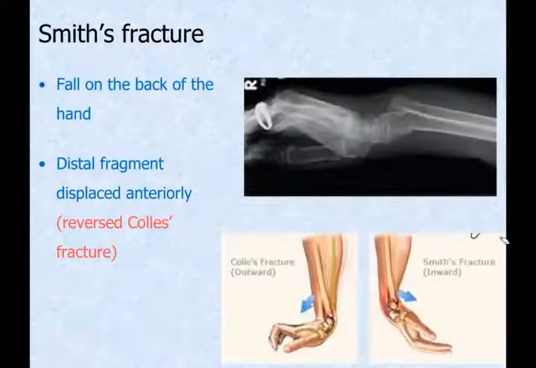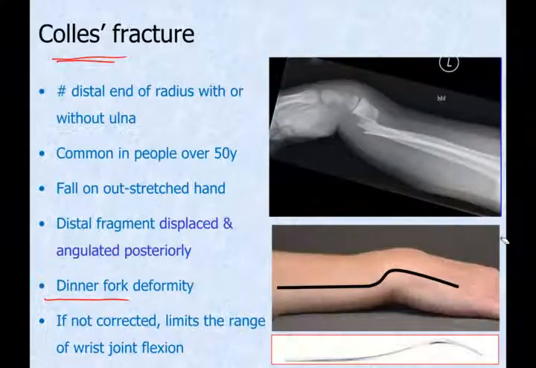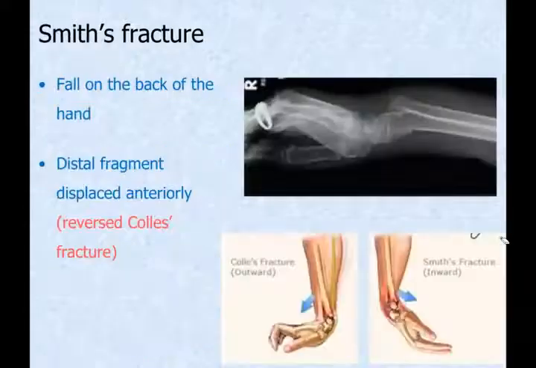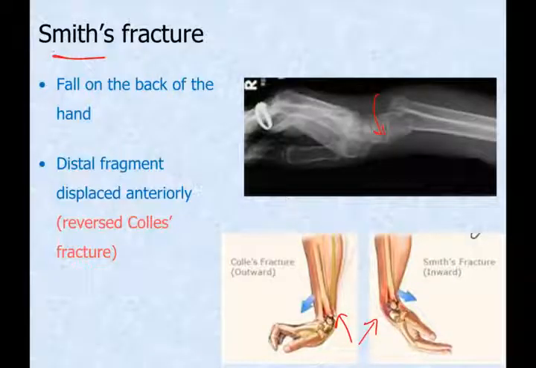Then there's an interesting thing, the reverse of Colles fracture, which can happen. Colles fracture is due to falling on the outstretched hand on the palm side of the hand. Reverse Colles fracture is when you fall on the dorsum of the hand. Here this is Colles fracture, and this is reverse Colles fracture. When you fall on the dorsum of the hand, the fractured fragment will be directed anteriorly. Again, that is in old age, the same thing. Old age people can get that one. Reverse Colles fracture is also called Smith's fracture. That's something that you have to remember.